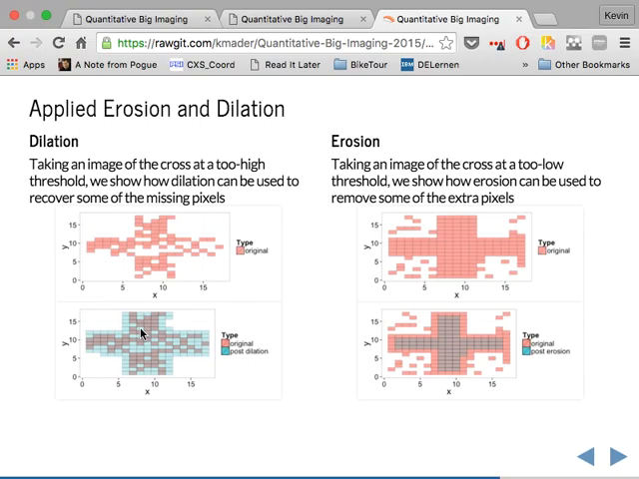And so with erosion, you then have the same problem. That this was, you wanted to get rid of these pixels here, but you got rid of all of these pixels here as well. And so if you're trying to say what the area of this is, it's then smaller than it should be.